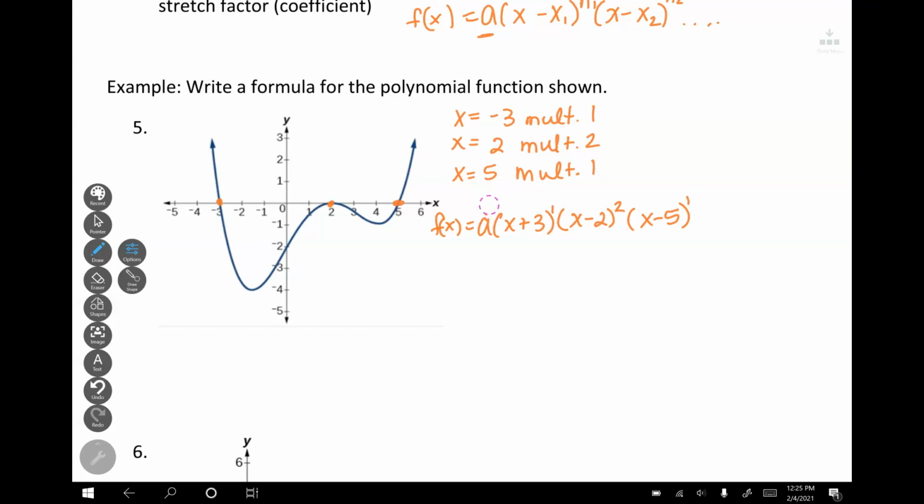So let's figure that out. To do that, I could use my y-intercept since it goes straight through -2. So that's 0, -2 is a point on my graph. So I can plug that in to the polynomial and solve for a. So -2 equals a times (0 plus 3) times (0 minus 2) squared times (0 minus 5).